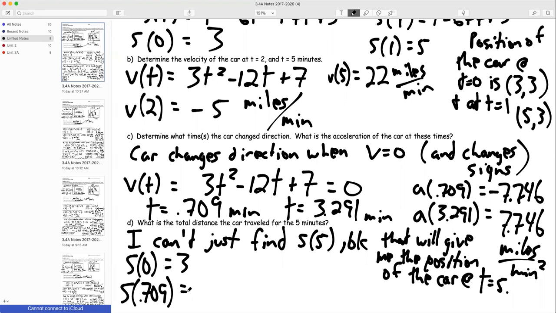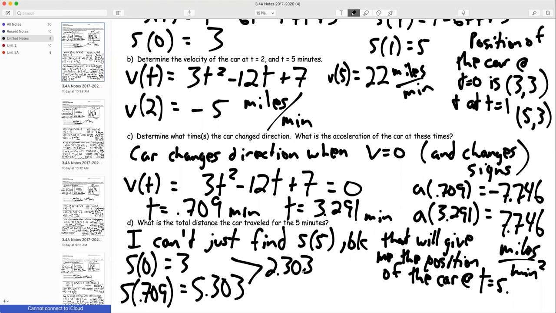And help me out. Colby, you get it? 5.303. Okay, that is what I got. So look, I started at 3, and then after 0.709 minutes, I changed directions, and I was at 5.303, meaning I traveled 2.303 miles during that interval. Everybody okay with that? So I start here at 3, I travel this way, 2.303 miles, and then I'm turning around and I'm traveling over there.